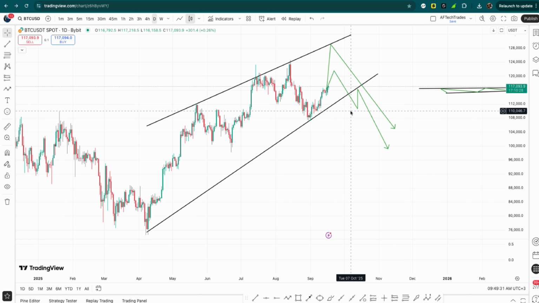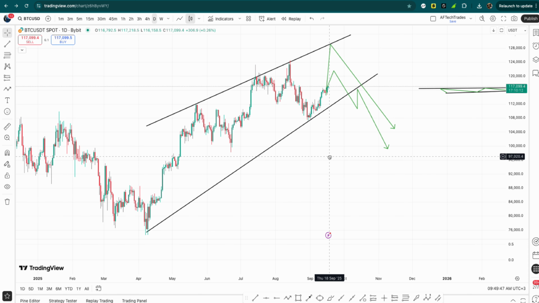If you are a day trader, you can use this on a smaller time frame. If you are a scalper, you can use this on a smaller time frame, right? If you are a swing trader, you can use this particular time frame or a higher time frame, depending on the kind of trader you are.